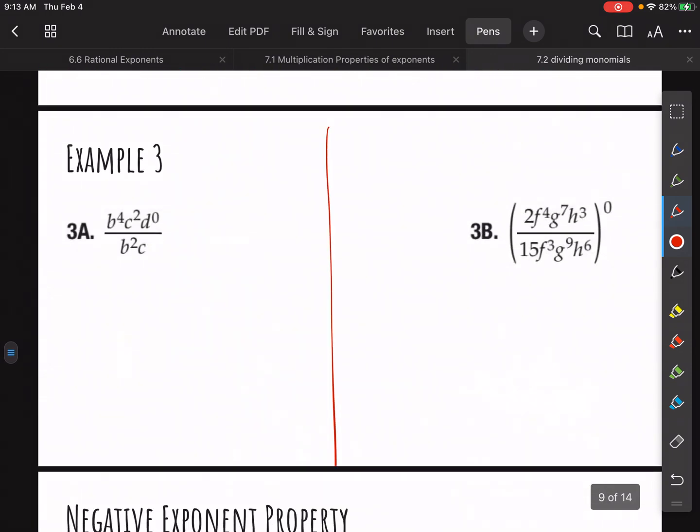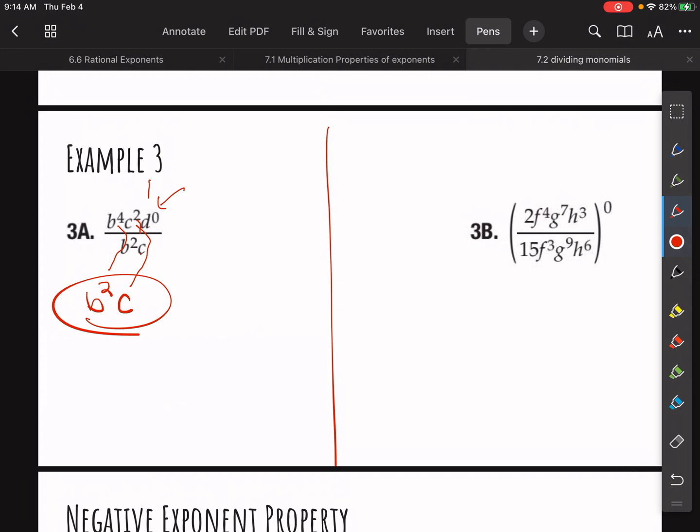For example 3, we have b to the 4th, c squared, d to the 0th, so that's equal to 1, over b squared c. So let's do some simplification. B to the 4th over b squared is just b squared. C squared over c is just c, because we have 4 minus 2 to give us this 2, and 2 minus 1 to give us a 1, so it's technically c to the 1st. And then d is just a 1, so I'm done. So for example 3, you just stop there. You don't want to include that d because d to the 0th is just 1.